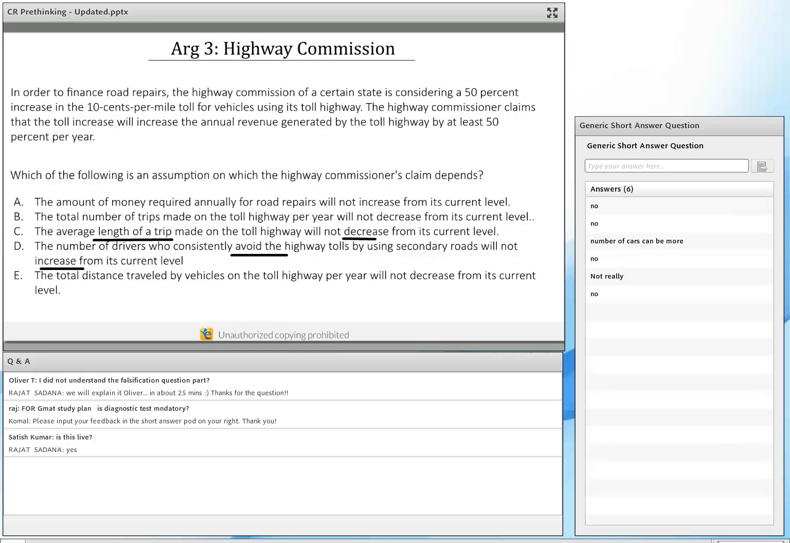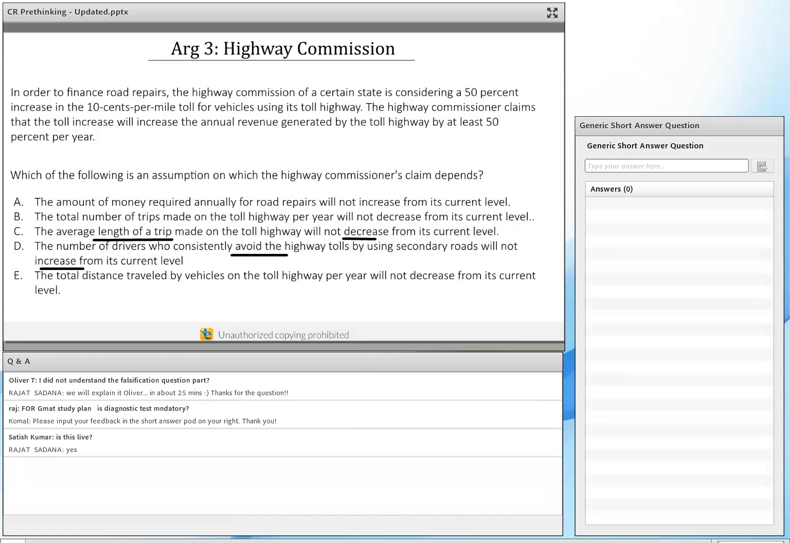Okay. So again, you can now see the value of pre-thinking. Why? Because it crystallizes that logic for you. And it then forces you to really think in the direction that the author is thinking about. And that's the beauty of asking that falsification question before looking at the answer choices.